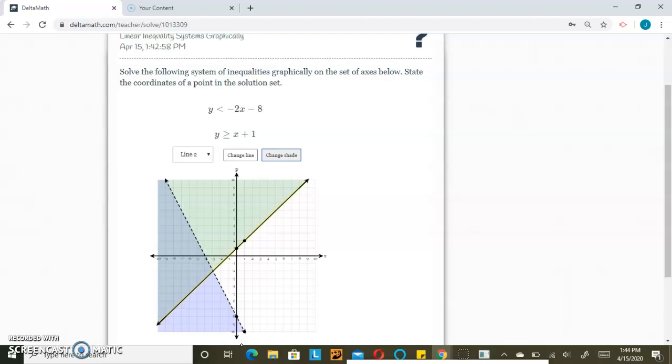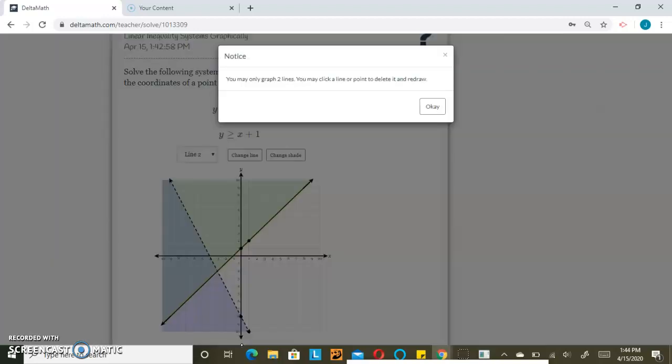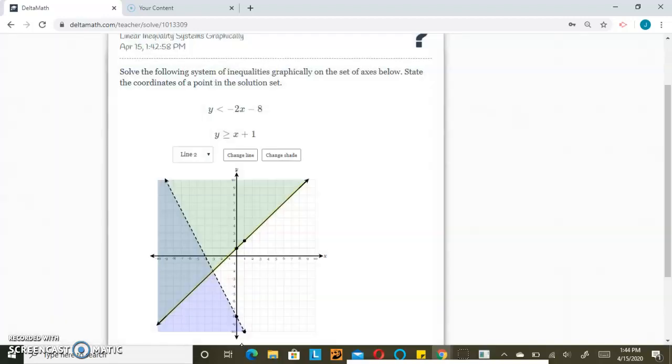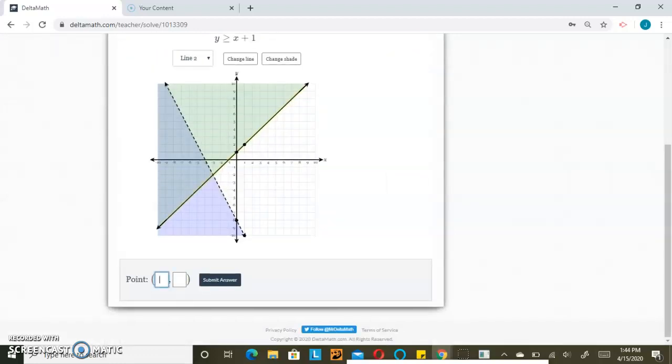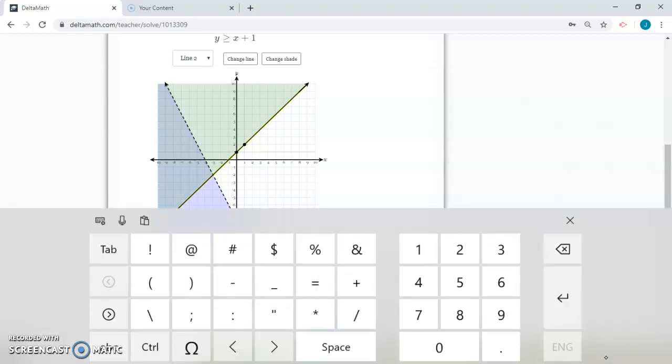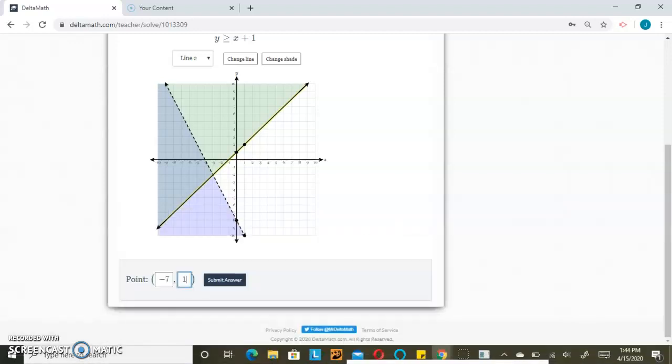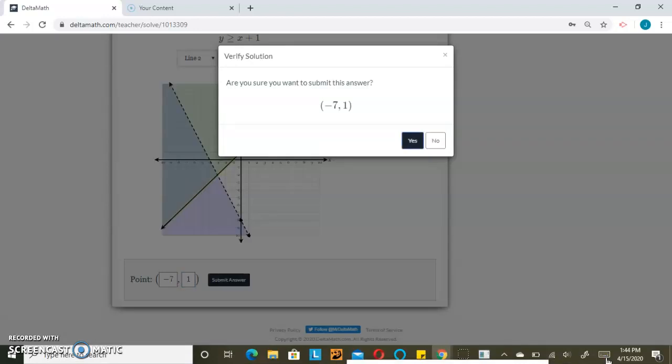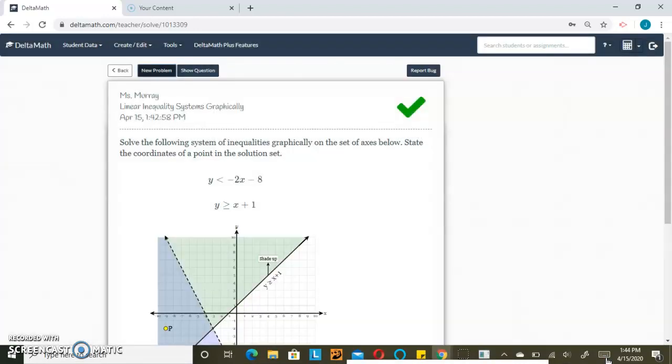So say if I wanted to pick a point, I could pick the point, I don't know, negative 7, 1, which would be right here, which would be in that overlapping shaded region. So I go to my keyboard and I want to go negative 7, 1. Just double check. All right, submit my answer. All right, and that's correct.